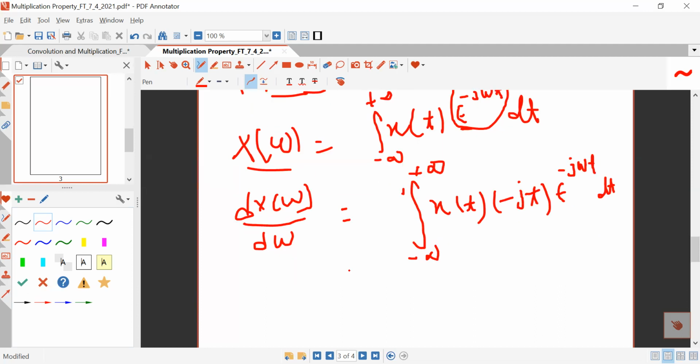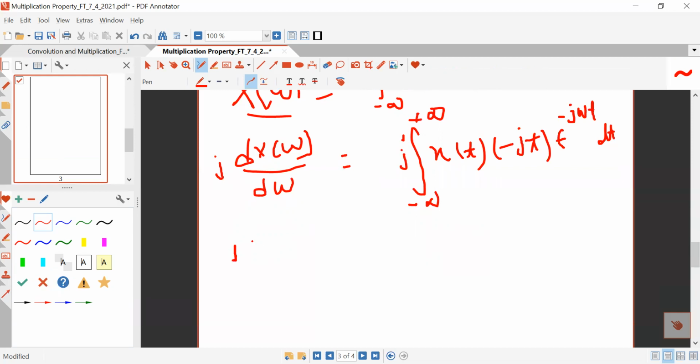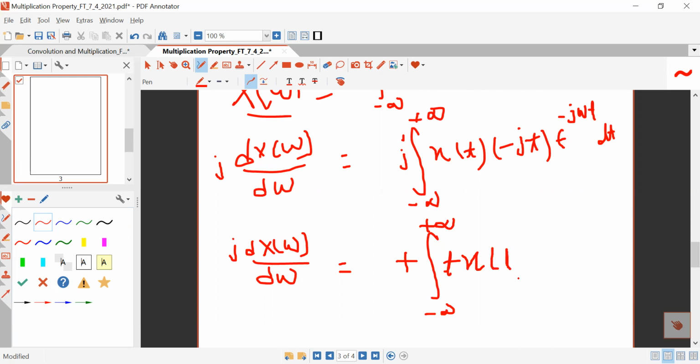And when you multiply both sides by the term j, then in the left hand side it will be j dX(omega) by d omega, and in the right hand side it will be the integral from minus infinity to plus infinity, and j into j will be j square, which is minus 1, and minus 1 and this minus results in a plus sign here, and the remaining term will be t x(t) e to the power minus j omega t dt.